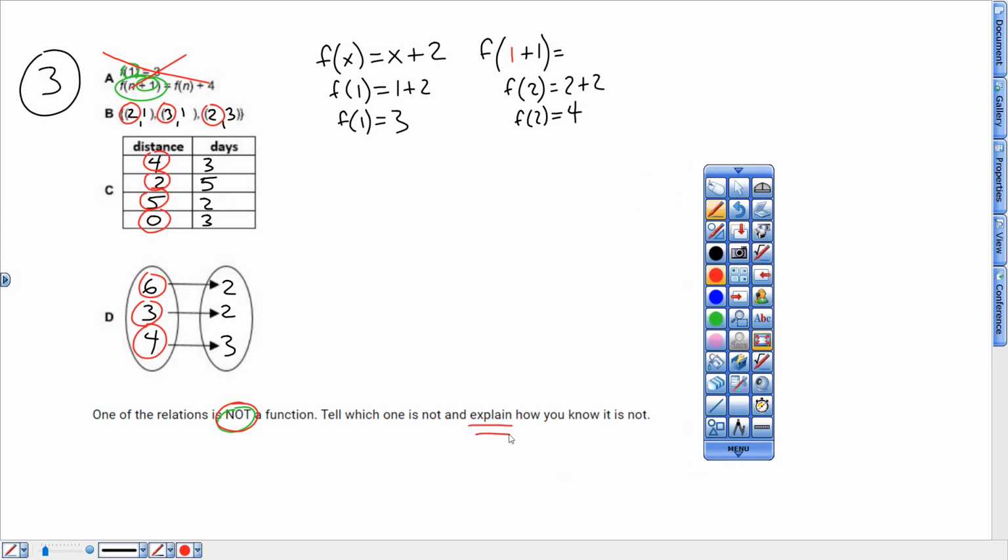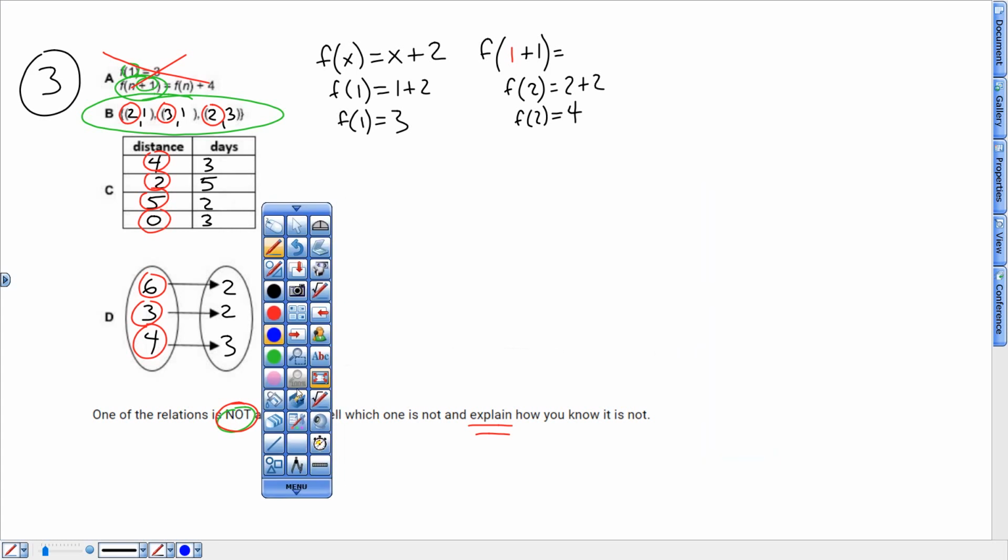So know that for these, the only one that has an input showing up more than once is this B set of data right there. So you would just type B that has an input 2 giving me 2 different outputs. That's not a function. Can't have 2 give me a 1 and then that same 2 give me a 3. That's an input spitting out 2 different outputs.